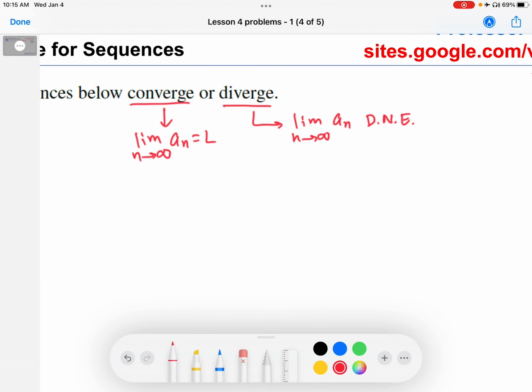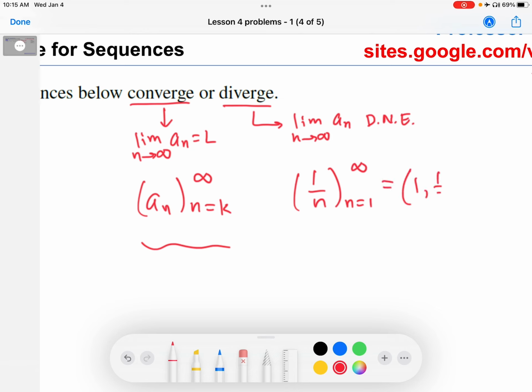We talked in a video in lesson 3 about a sub n as being the closed form version of a sequence. So if the sequence's starting value is k and it's an infinite sequence, this would be a very compact way to represent the sequence. As a quick example, something like 1 over n starting from 1 to infinity generates the sequence 1, 1/2, 1/3, and so on.